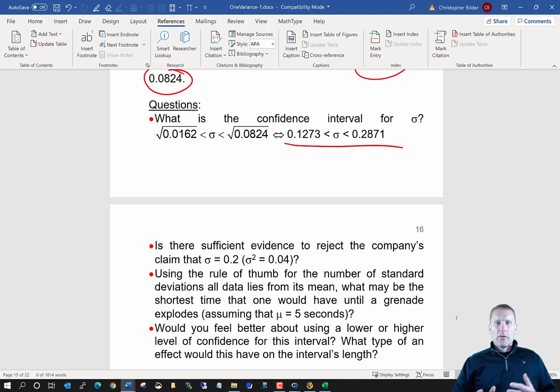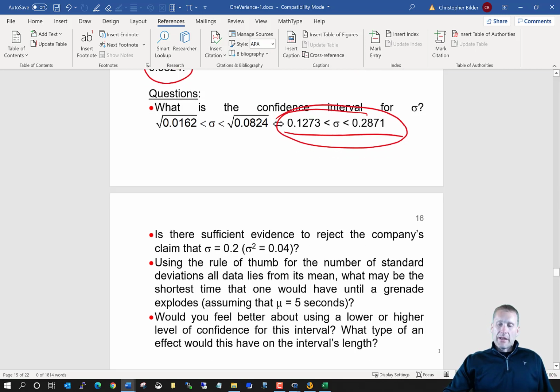Now, going back to earlier in the semester, we talked about this rule of thumb for the number of standard deviations all data lies from its mean. Well, using what we've learned about this interval here, what we could do is come up with a range of time that we would expect then the corresponding grenades to explode. And so I want you to do that on your own. And think about what would be, let's say, the shortest time that it would take for a grenade to explode using this rule of thumb. If you have problems doing that, you need to ask a question.